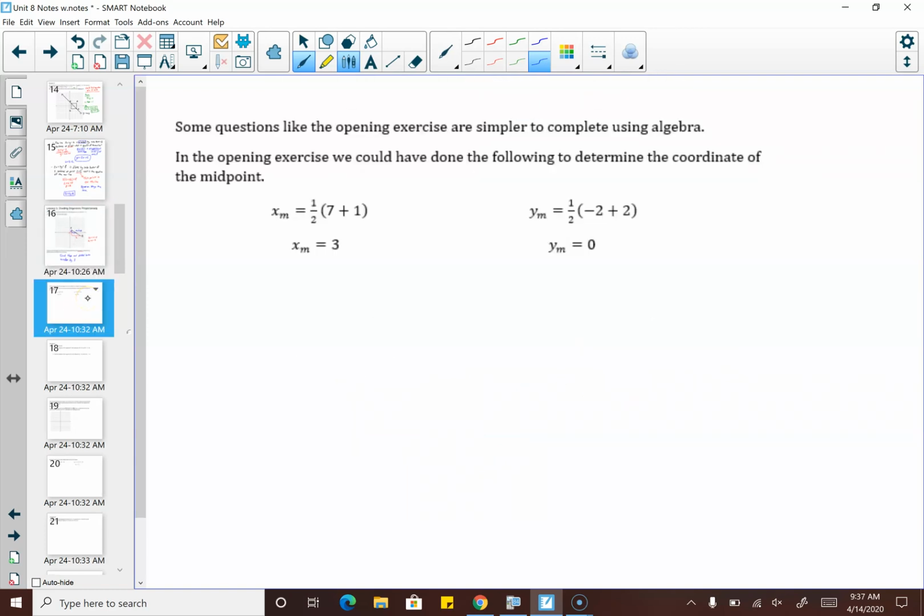The algebraic way to do it is as follows. Now this should say 4, sorry, not 3. But basically what you are doing is you are finding the average of the x's and the average of the y's. So you can see the x part of the midpoint is 1/2 of 7 plus 1. So you're adding your two x values together, half of 8 gives you 4. And then for the y midpoint, you're adding your y's together and then dividing by 2. So you're basically just finding the average of your x's and your y's.